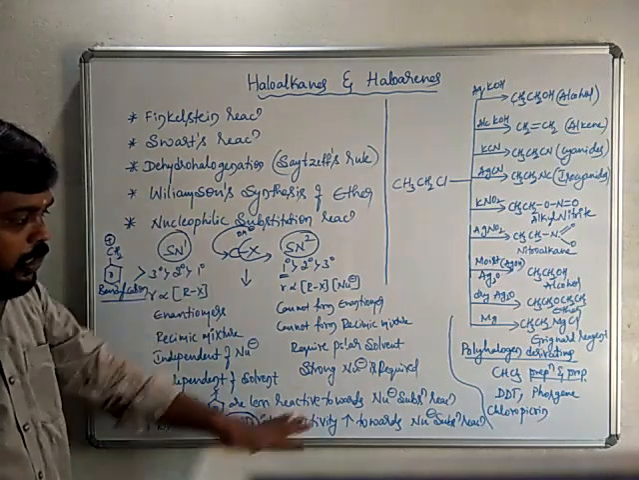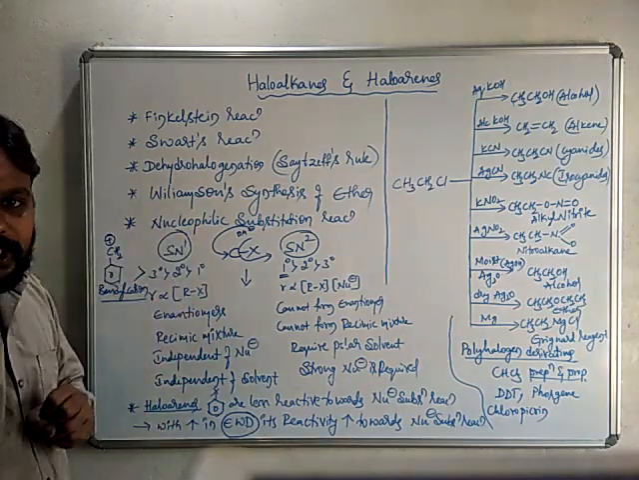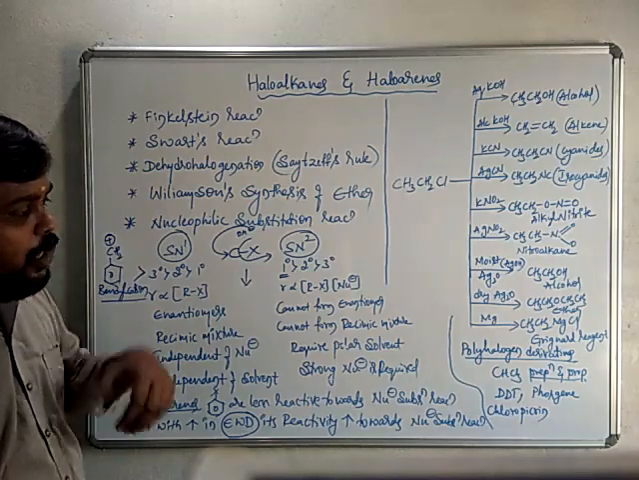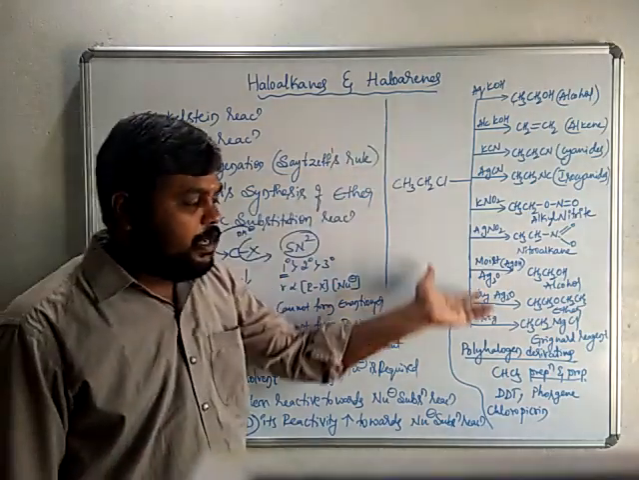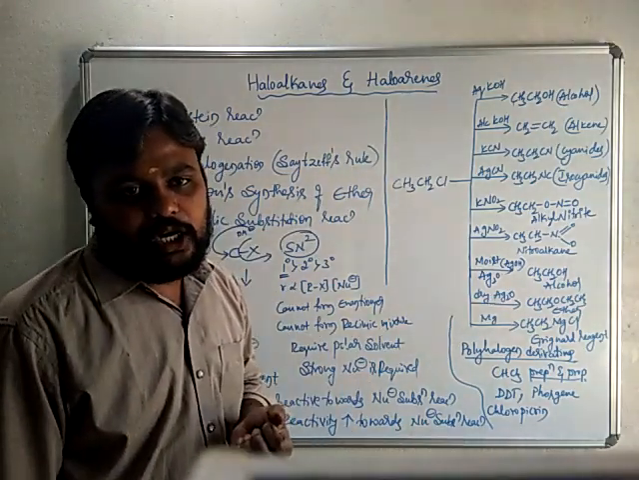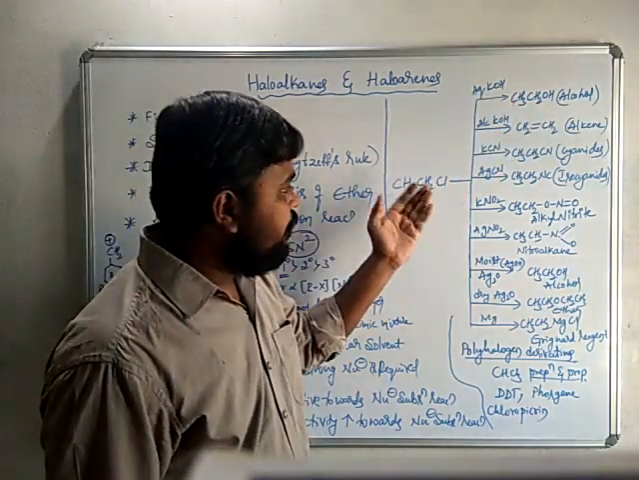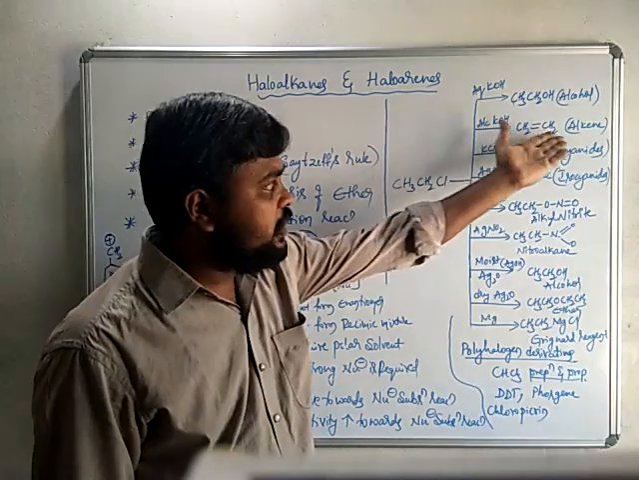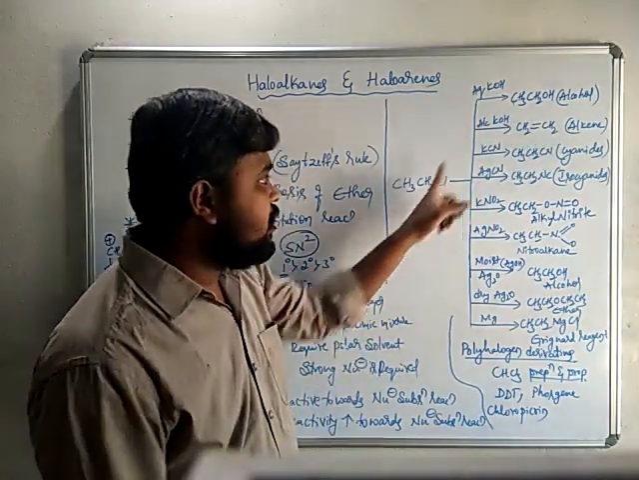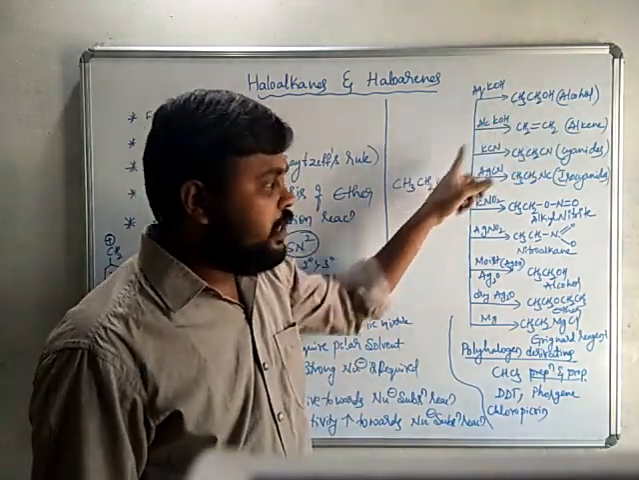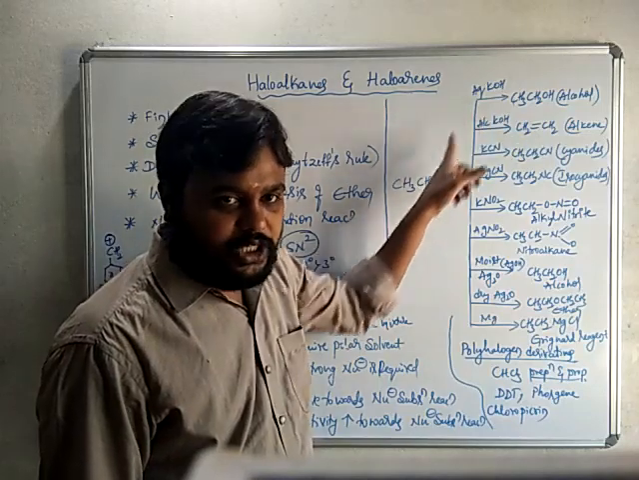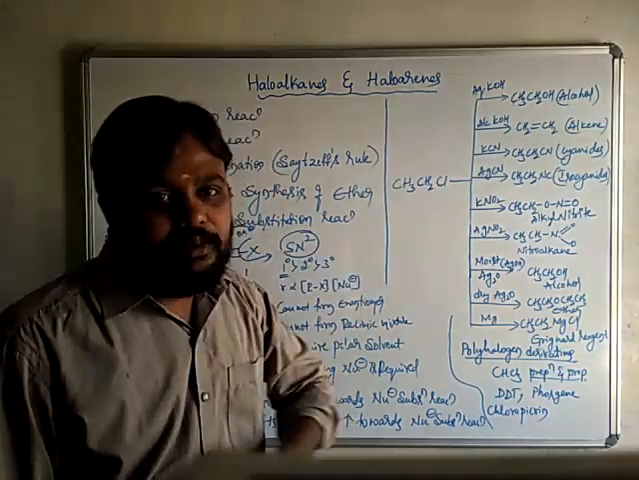So this is about nucleophilic substitution reactions in case of alkyl halides. Apart from that, we have many chemical properties of alkyl halides. When they react with aqueous KOH, they form alcohol. When they react with alcoholic KOH, they form alkene. This reaction is nothing but elimination, dehydrohalogenation, also called beta elimination.